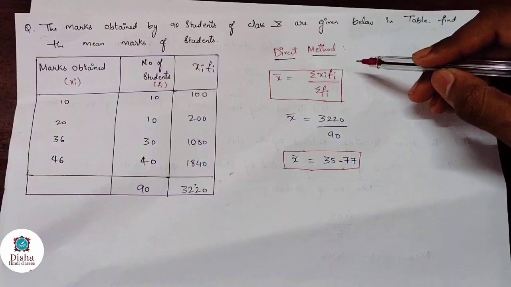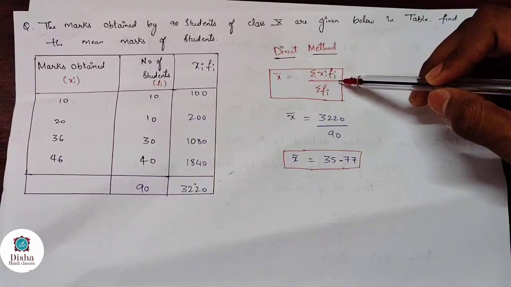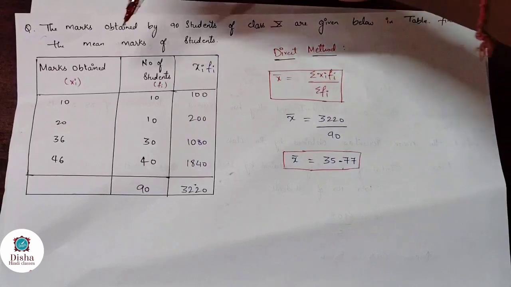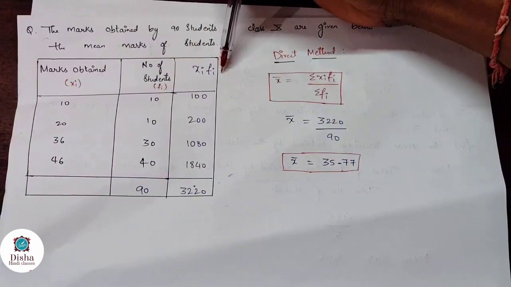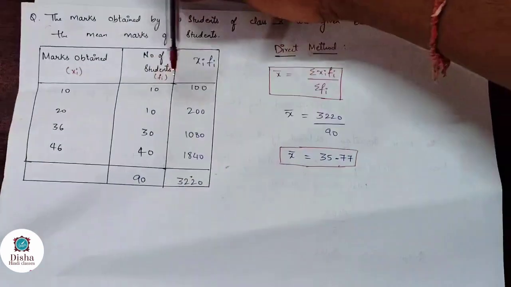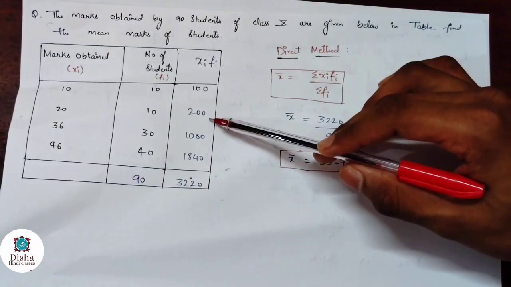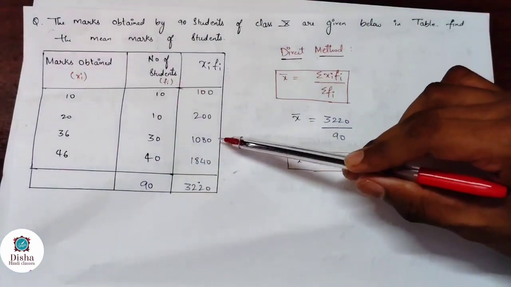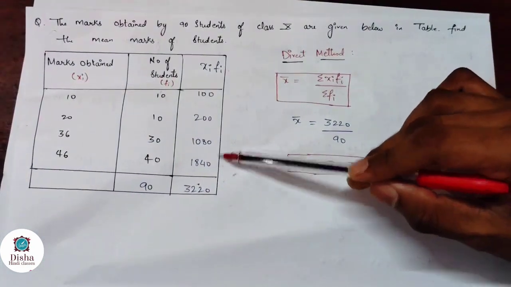What is the formula for direct method? That is mean equals summation of xi fi divided by summation of fi. Summation of xi fi is the summation of marks obtained, xi, into frequency, the number of students, right? So here we multiply 10 into 10, that will be equal to 100. Then we have 20 into 10, that will be equal to 200. Then we have 36 into 30, we will get 1080. We have 46 into 40, we get 1840.